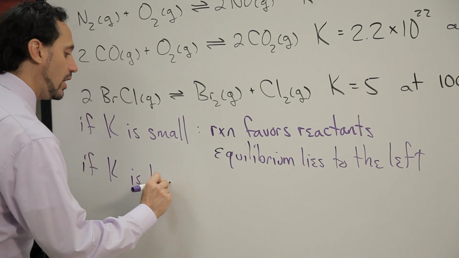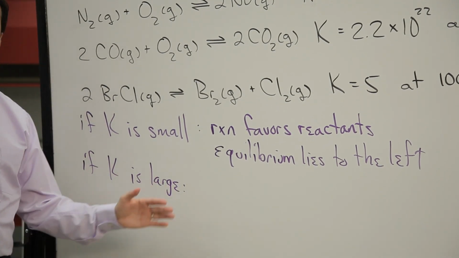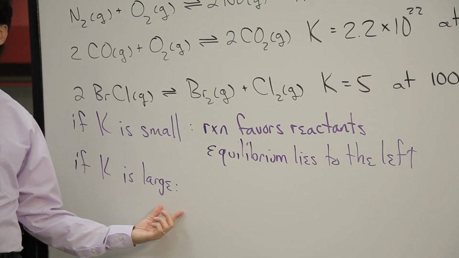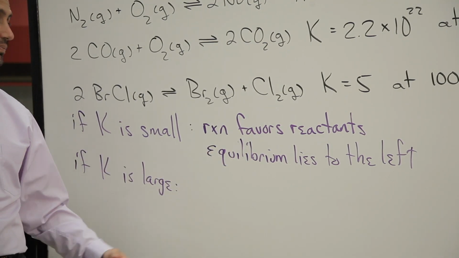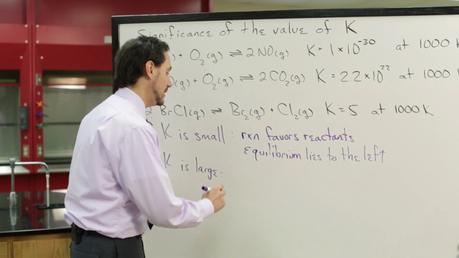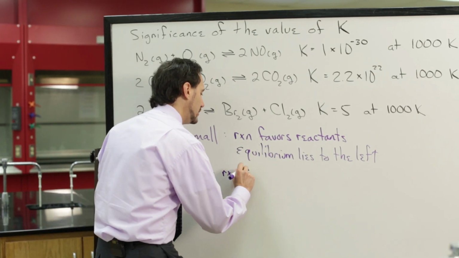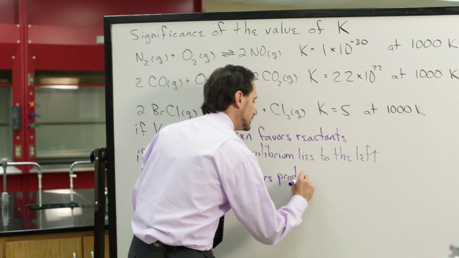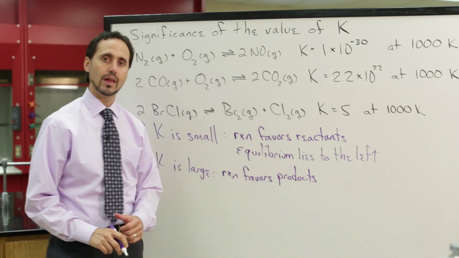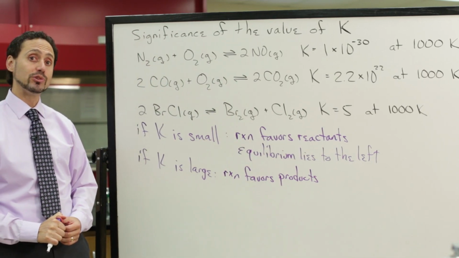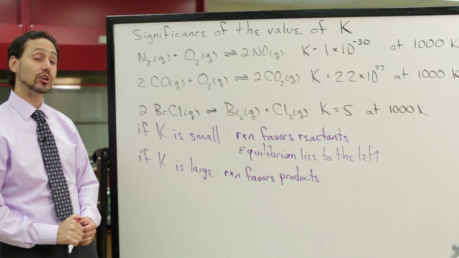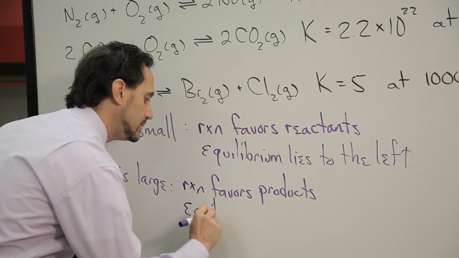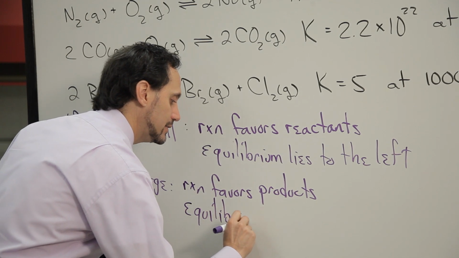If K is very large, what would be some ways that you could restate this that would indicate what we have present for a large Kc? One thing a chemist would say is that the reaction favors the products. And the other thing that a chemist would say about an equilibrium system with a very large equilibrium constant is that the equilibrium lies to the right.